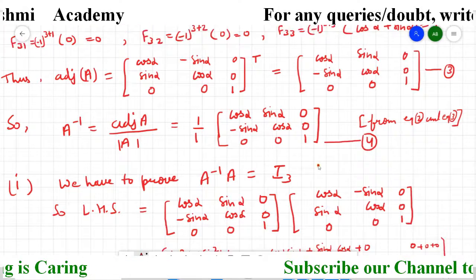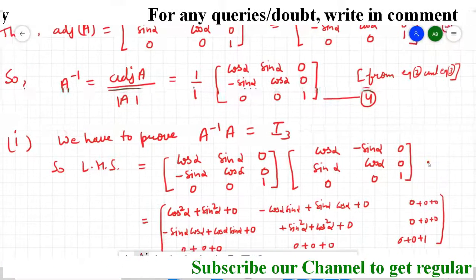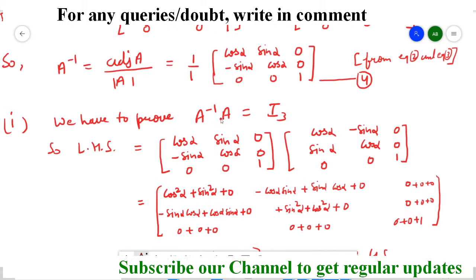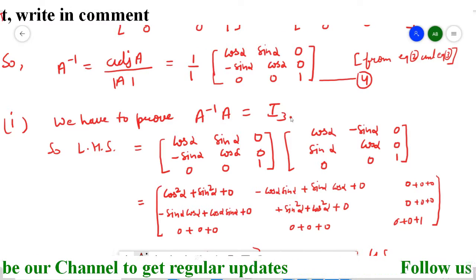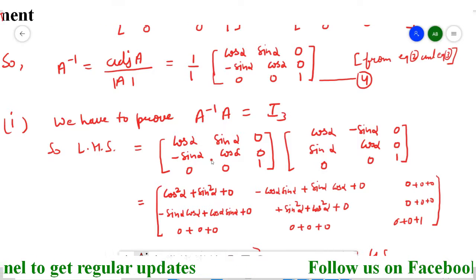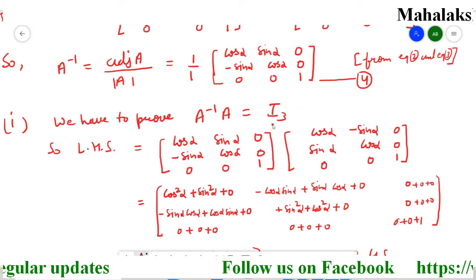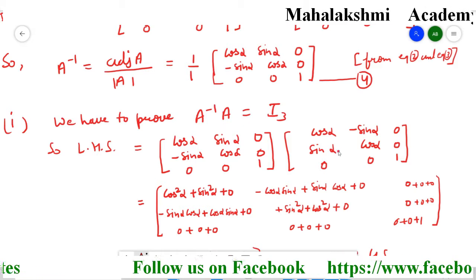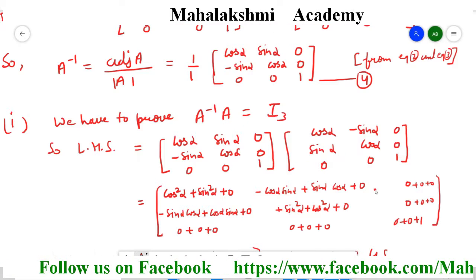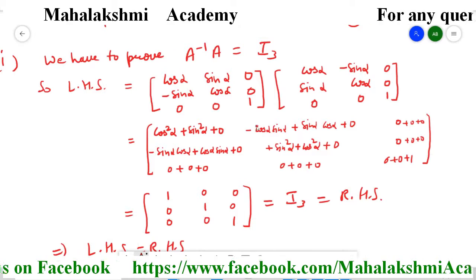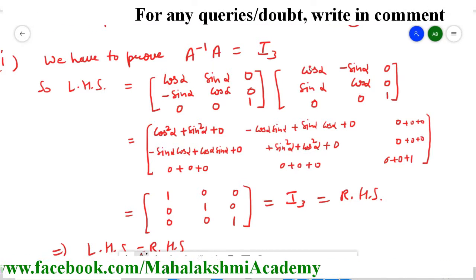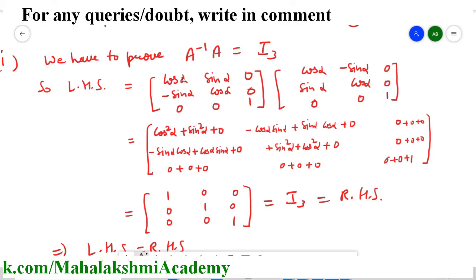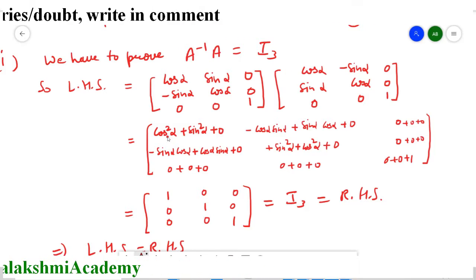After A inverse, we have to prove that A inverse multiplied by A is equal to the identity matrix of 3 by 3. So I put here A inverse, which I wrote from equation 4th, and A is from equation 1st. Both matrices we have to multiply. In multiplication, we multiply the first row by the first column. So this cos will multiply by cos, giving cos square.